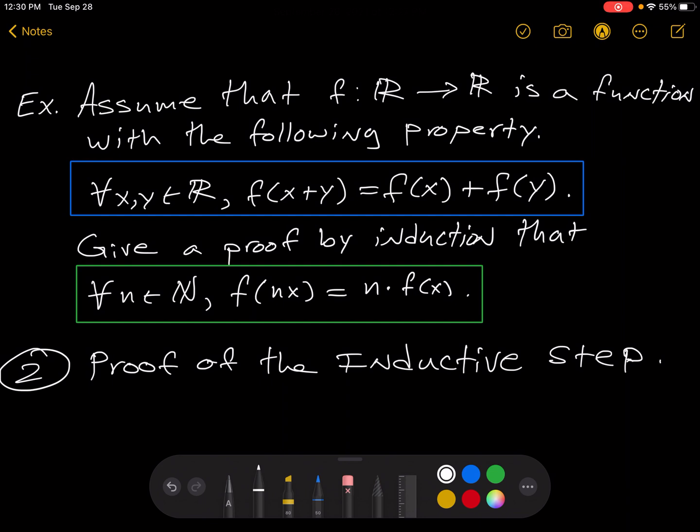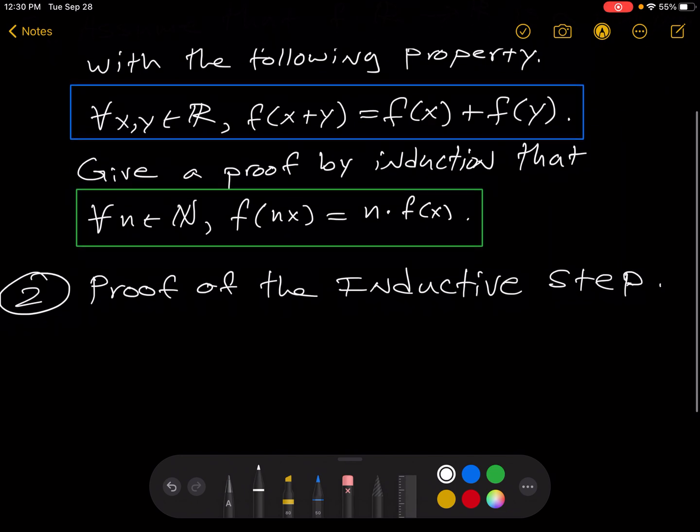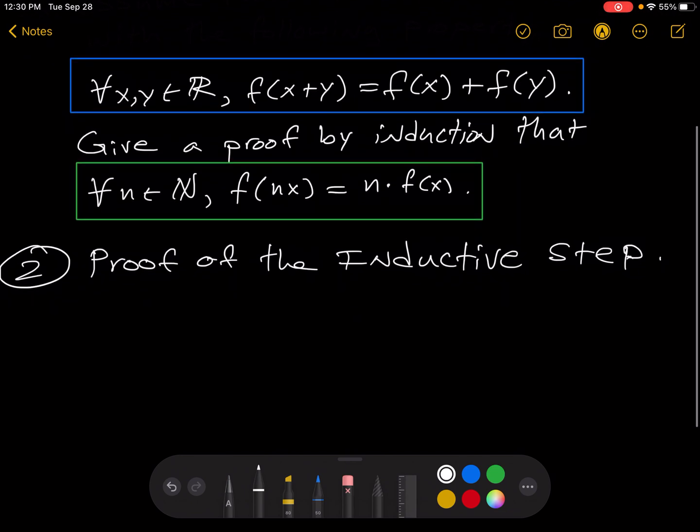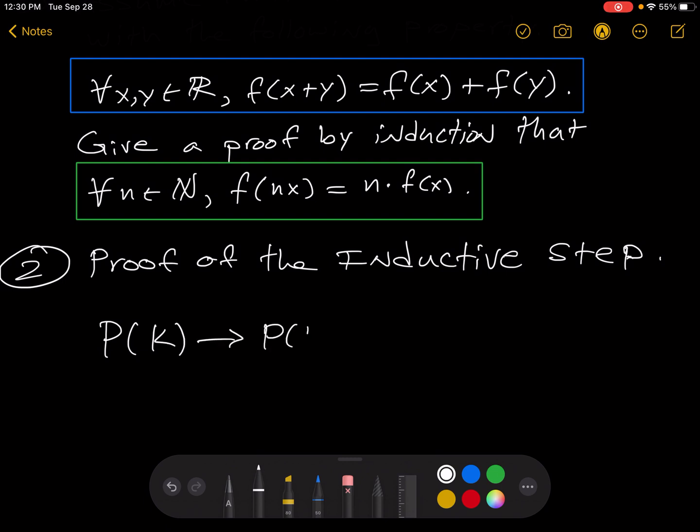And now we're going to use this property and induction to prove the property in the green box. All right, now let's review what we want to do. Remember, in a proof by induction, we're trying to prove P of k implies P of k plus 1. So let's write out P of k and P of k plus 1.